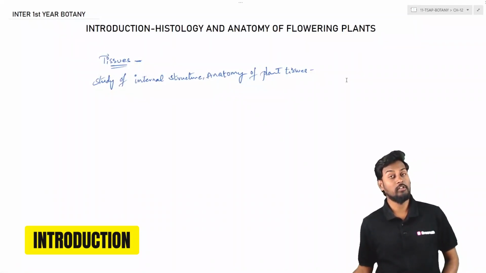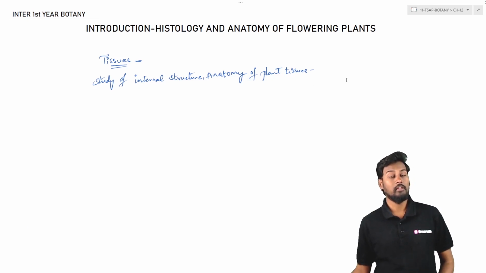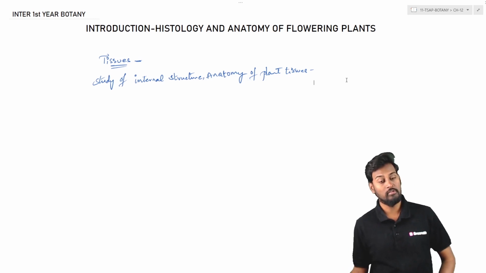Today we are going to discuss unit 6, that is about the internal organization of plants. In that, the 12th chapter is about the histology and anatomy of the flowering plants. So in the introduction we are going to discuss the tissues. So what is a tissue?